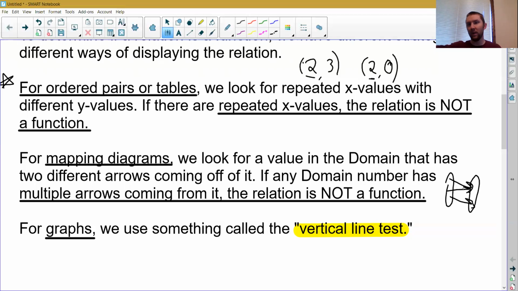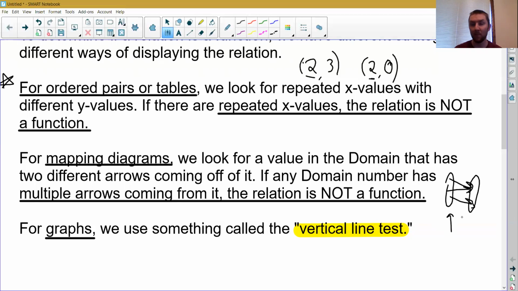Because there's one arrow going here, there's one arrow going here. So if we see any of our domain values in this left-hand oval that has two separate arrows coming off of it, then that is not a function. Okay, that relation is not a function. Again, it's a way that we determine if something is not a function.